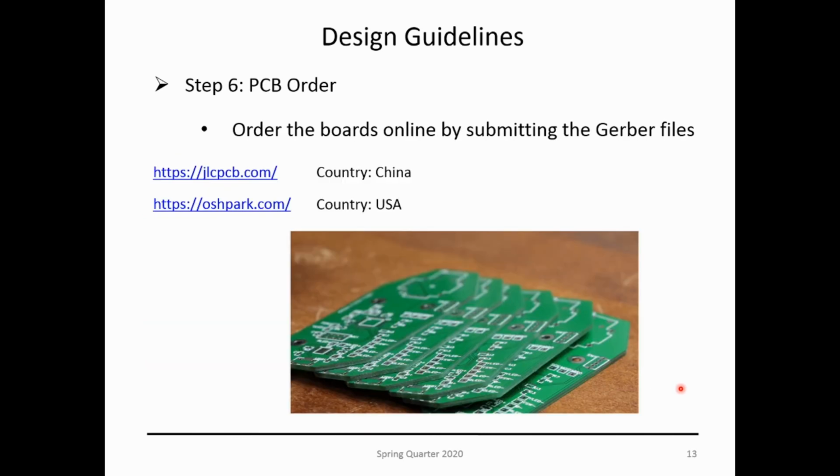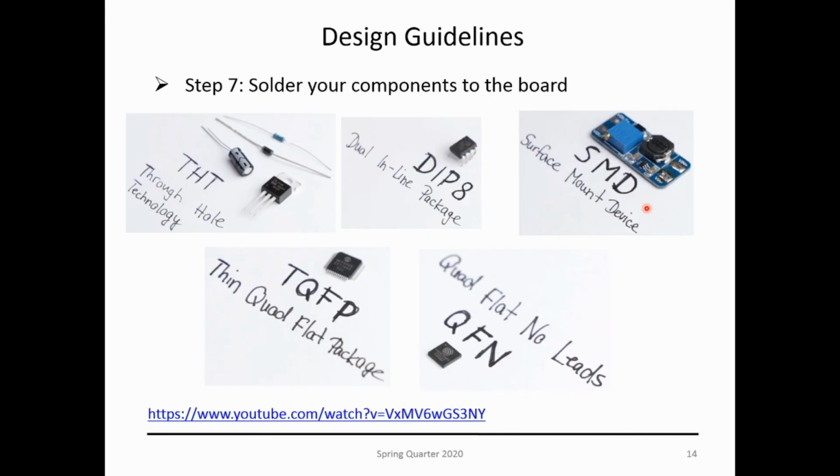Step number 6, PCB order. Once you have those Gerber files, you go to a website. I'm giving you here 2 websites that I use a lot. One is in China, another one is in the US. There are pros and cons, as always, in using one or the other, but both have very good quality and you'll be happy ordering from these places. So you order your PCB boards. After a week or 2 weeks you get your boards, and then you solder your components to your board.